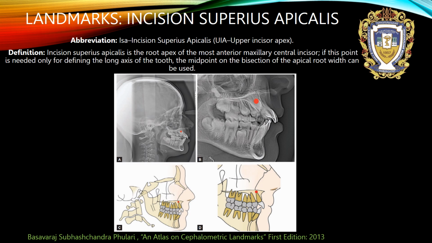Incisor superius apicalis, apex of upper central incisor, is the root apex of the most anterior maxillary central incisor. If this point is needed only for defining the long axis of the tooth, the midpoint of the bisection of the apical root width can be used.